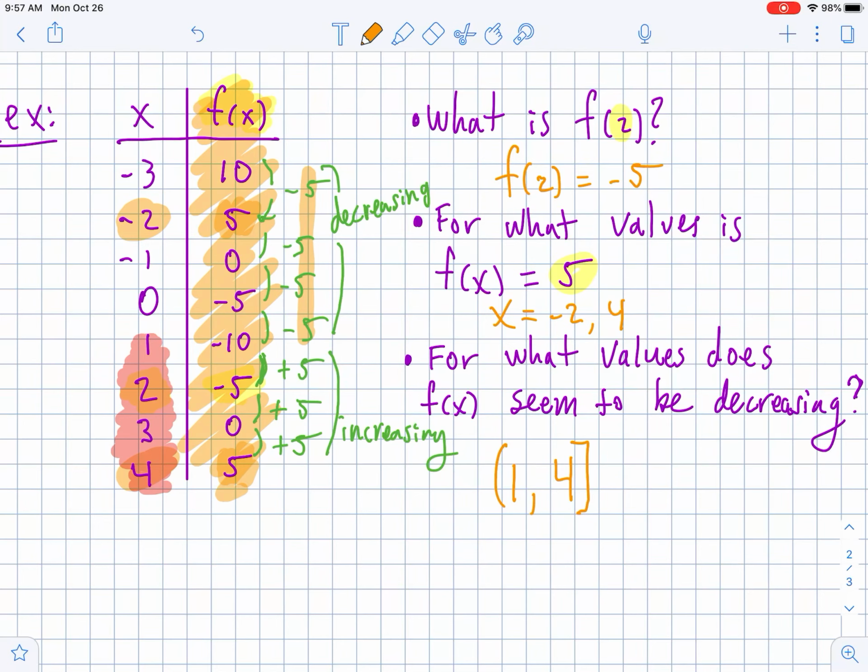Okay, you guys, like I said, the Go Formative has different numbers, so this is a similar style question, so use these notes to help you.